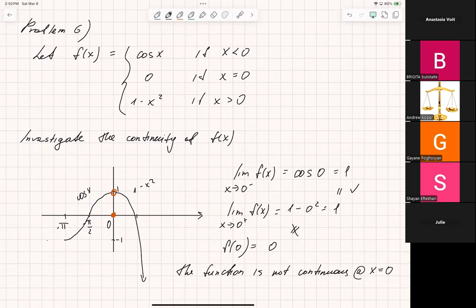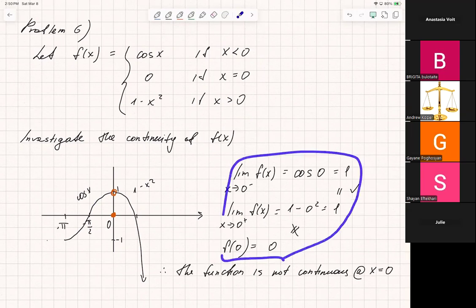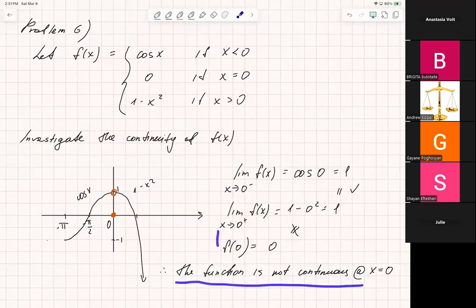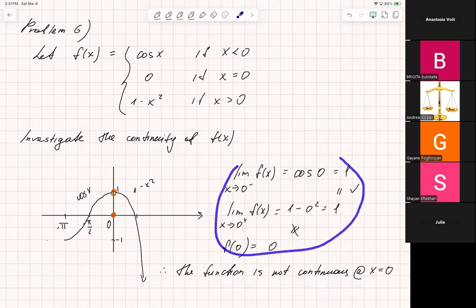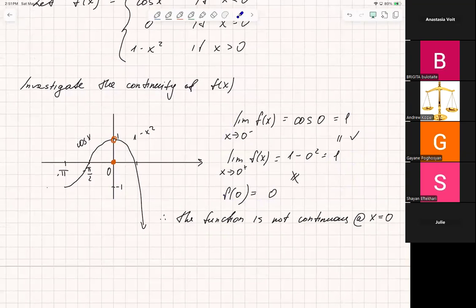Okay, so don't forget to write some kind of conclusion. Don't just leave it like this. I can see the answer, but I don't know, so what? Is there discontinuity? Is there continuity? So you need to explicitly say that since these two values are not the same, then we have discontinuity somewhere. It would be nice if you write what kind of discontinuity, but if the question doesn't ask, then you can skip that. Okay.